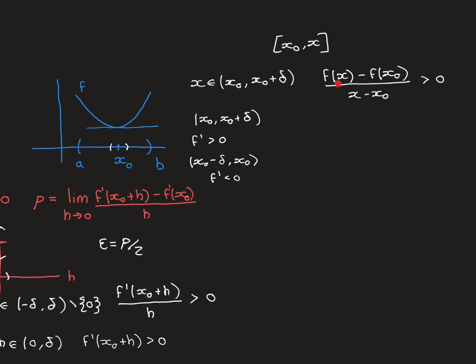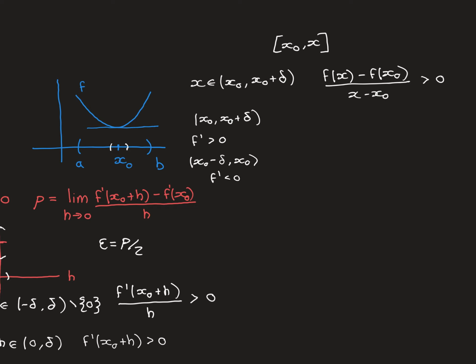So now the mean value theorem says that if I look at the difference quotient from x0 to x, there must exist some value in between x0 and x where the derivative is equal to the value of that difference quotient. So the difference quotient is going to be f of x minus f of x0 divided by x minus x0.